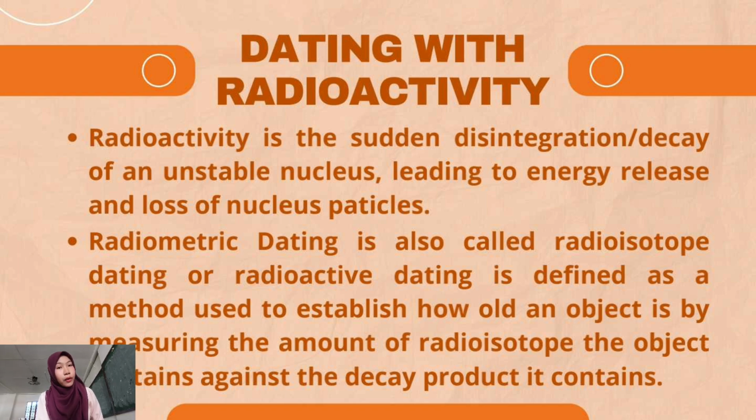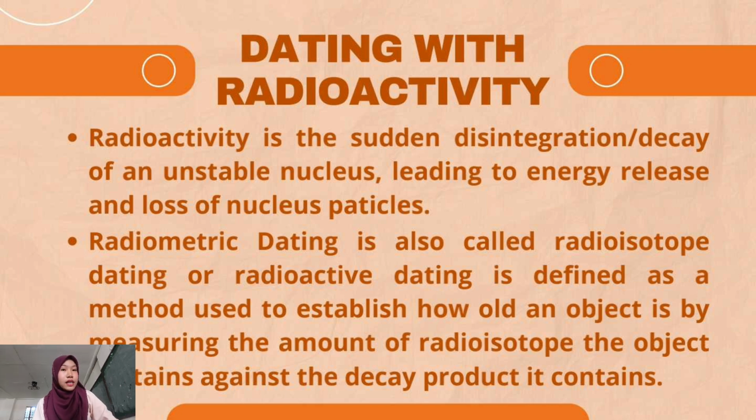So usually the protons and neutrons are strong enough to bind together, but in some isotopes the nuclei is unstable. This is because the protons and neutrons are not strong enough to bind together. As a result, the nuclei start decaying or disintegrating, and this process is called radioactivity.